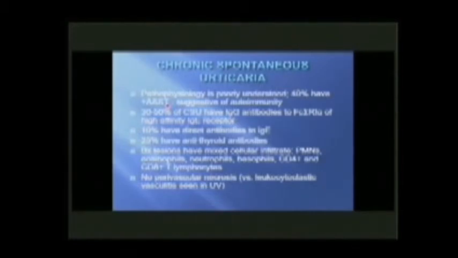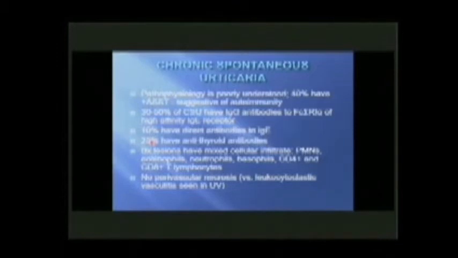So this suggests autoimmunity in these patients. 30 to 50% of them have IgG antibodies to the high affinity IgE receptor, specifically the Fc epsilon R1 alpha. And a smaller percentage, 10%, have direct antibodies to IgE, not just the IgE receptor. 25% have anti-thyroid antibodies.